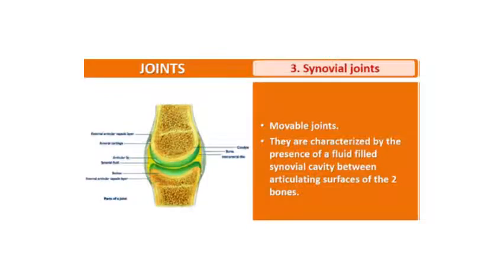Then we have the synovial joints, which are the movable joints. They are characterized by the presence of a fluid in the synovial cavity, which is floating between the surfaces of the 2 bones. So this is what keeps the body and the joints lubricated.